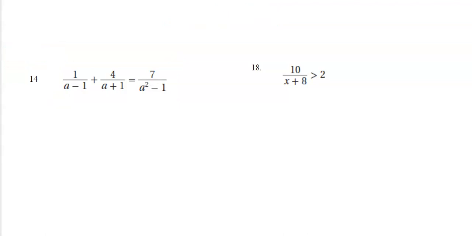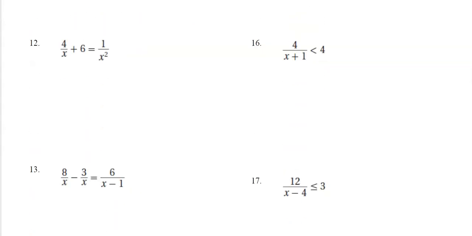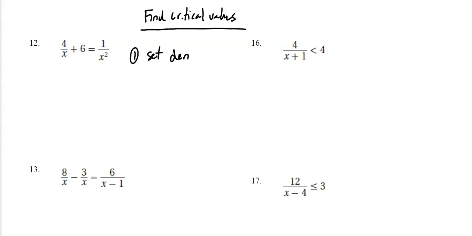All right, 16. All right, now we're solving these inequality things. So kind of the rule here was you find out when the bottom number is going to be 0, and that's one critical value. So what we have to do here is find critical values. All right, so step 1, set the denominator equal to 0 and solve it.